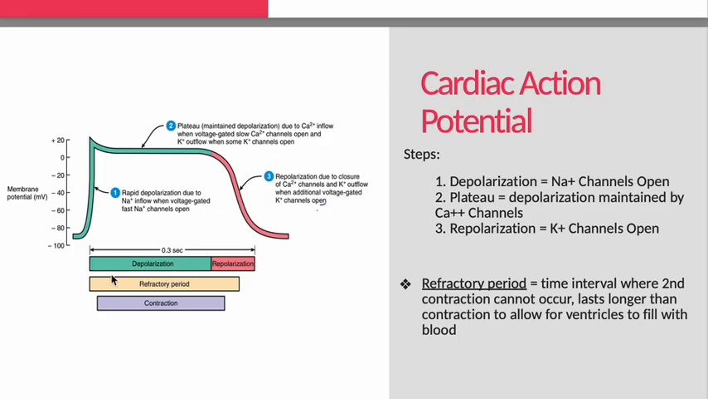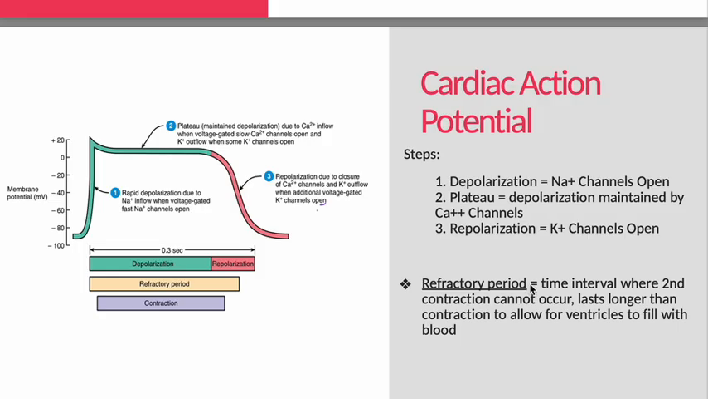So these are the 3 steps of our cardiac action potential. You want to know that the voltage gated sodium channels are what's responsible for our rapid depolarization. Our next step, to maintain that depolarization, is due to the calcium ion. And our repolarization is due to our potassium flowing out of the cell. So know those 3 phases and the ions that are involved with them.